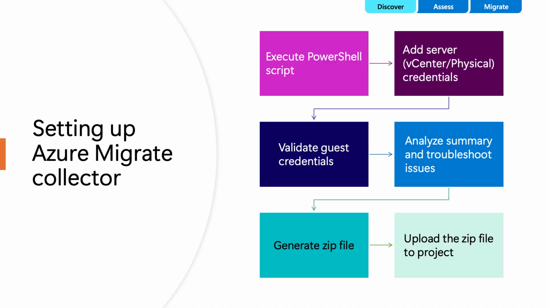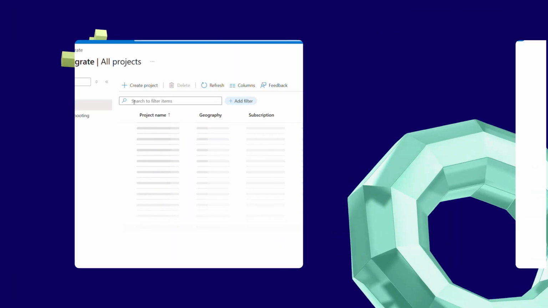Once validation is successful, the collector runs a full scan of your environment and generates a zip file, your complete on-premises inventory, packaged and ready. Take that zip file, upload it back to your Azure Migrate project on the portal, and your inventory is ready for assessment. Let's move on to the demo of Azure Migrate Collector.